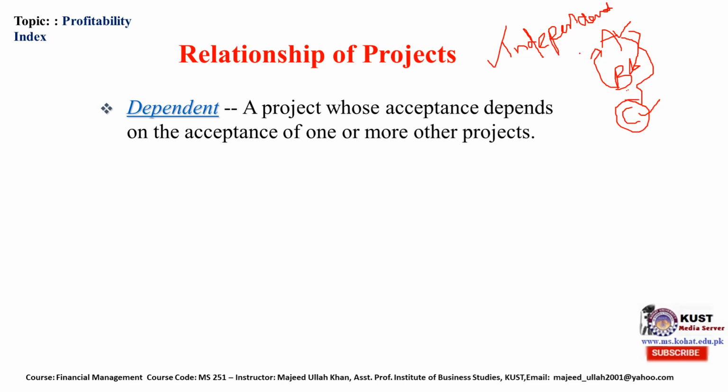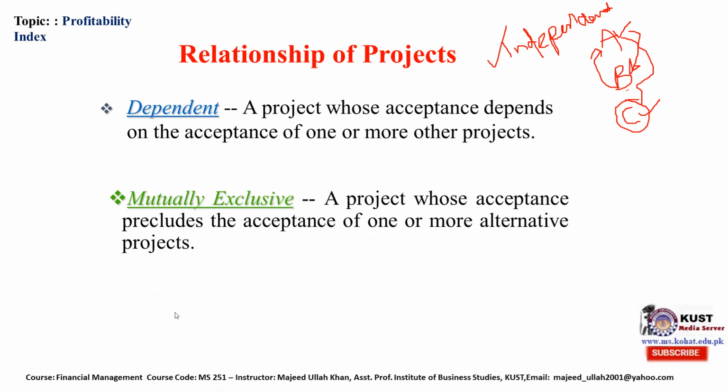So, dependent projects. What are dependent projects? A dependent project is one whose acceptance depends on the acceptance of one or more other projects. It means if you are going to accept one project, then its acceptance is tied with the acceptance or rejection of the other projects. So the acceptance of one project depending on the acceptance of another project is called a dependent project.